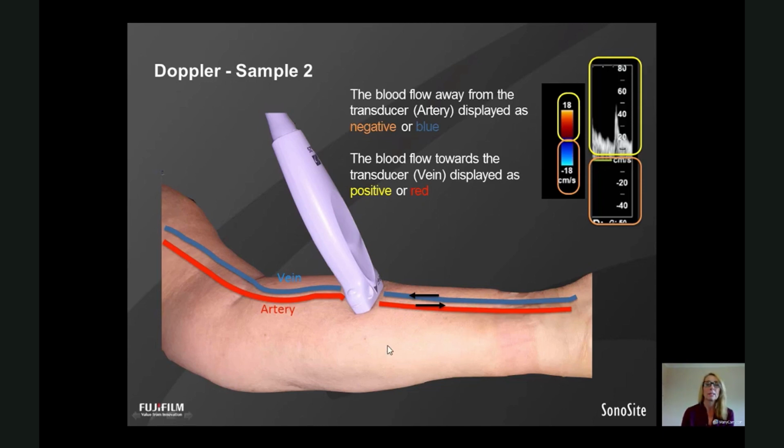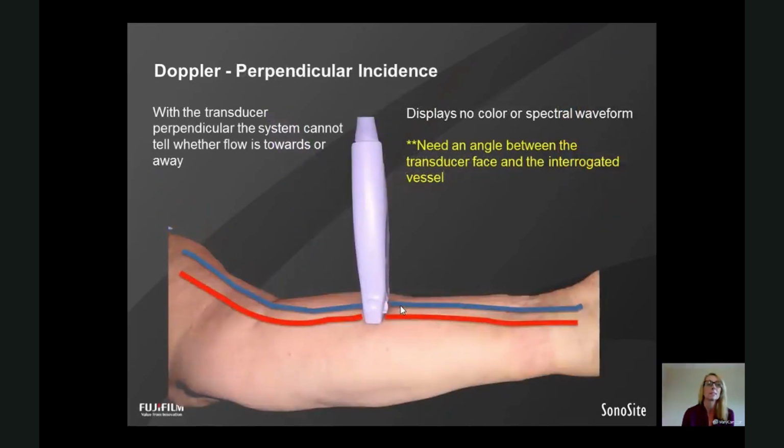So it really just depends on your decision of which way you want to tilt your probe or which way the colours will show. You can also invert it so that if you prefer to always have your arterial as red and your venous as blue and you've got it tilted the wrong way, you can invert it so that it reflects that.